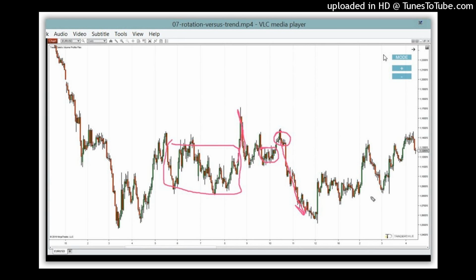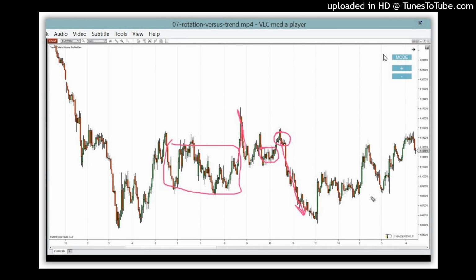Alright, so this is just the bonus I wanted to share with you since I saw it right there on the chart. But let's go back into the main topic, which is the rotation versus the trend. Alright, so there was a long rotation from which strong trend started. You can also notice that within the trend there are places with rotation.